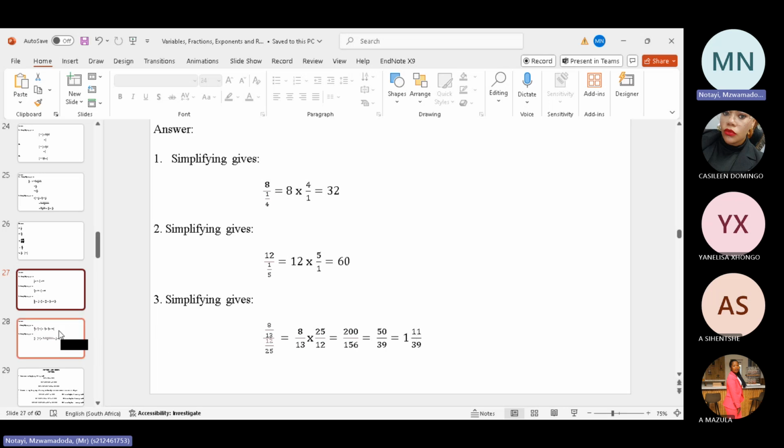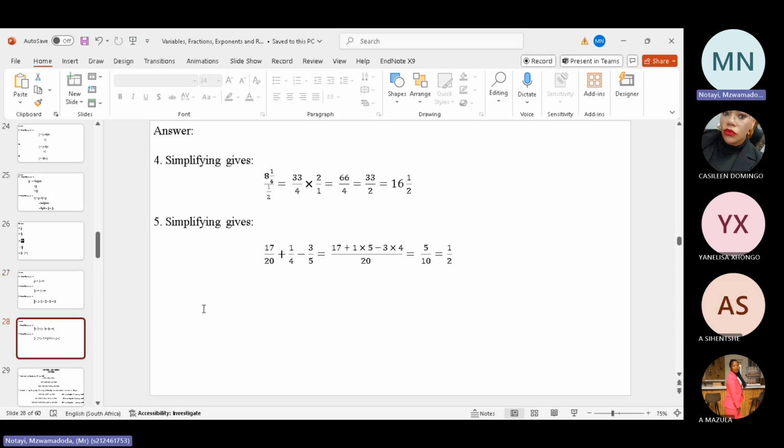Okay, number 4, simplifying gives 8 1/4 divided by 1/2. It becomes 8 times 4, which is 32 plus 1, 33, then divided by 4, that is the first fraction, multiplied by 2 over 1. So which is equal to 66 divided by 4. We get 33 divided by 2, which is equal to 16 halves.